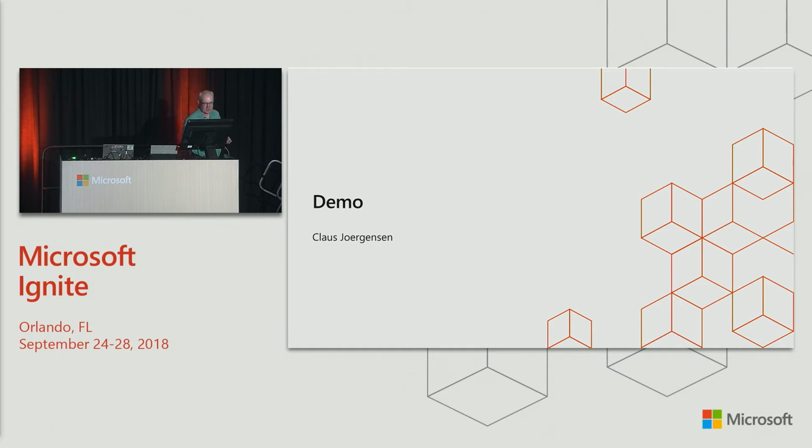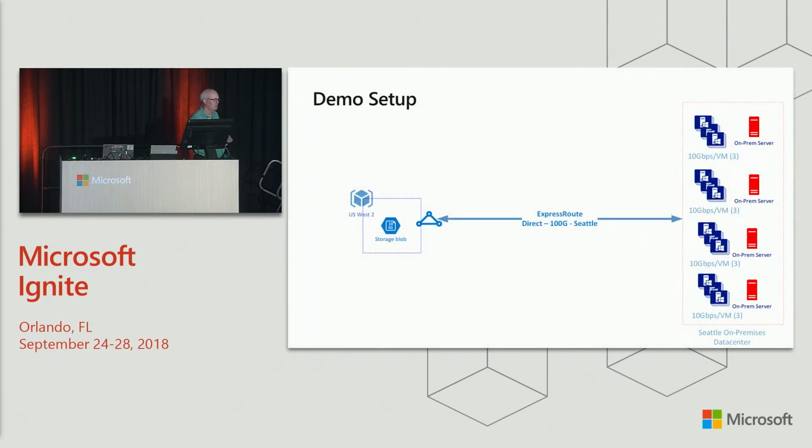To get the demo set up, what we're showing is essentially we have a set of servers. We have 4 Hyper-V hosts, so we don't actually have test vehicles. We're simulating the simulation, if you will. We have 4 Hyper-V hosts in Seattle. Each Hyper-V host runs 3 VMs, so there's a total of 12 VMs. And each VM has a 10 gigabit network link. It is all pushing data through the ExpressRoute 100 gigabit link into a single storage account in Azure.